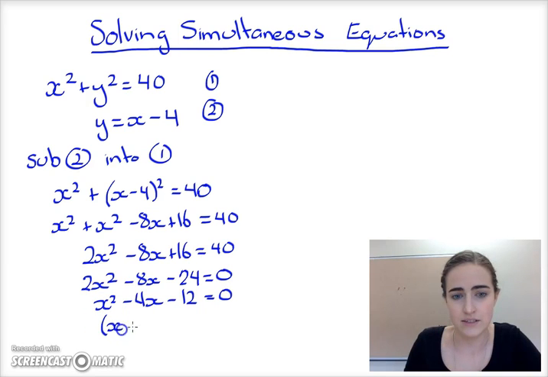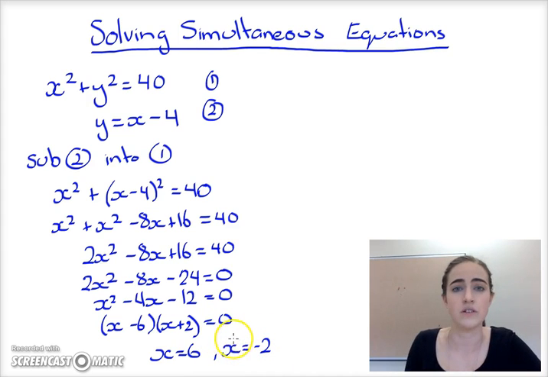So we'd have (x )(x ) again. We need to be looking for two things that multiply to give minus 12 and add to give minus 4. So that would be a 6 and a 2, and the 6 would have to be negative, the 2 would have to be positive, which is going to give us, if we solve each one, either x is equal to 6 or x is equal to minus 2. Now again, that's given us our x coordinates only, so we need to substitute them back in.